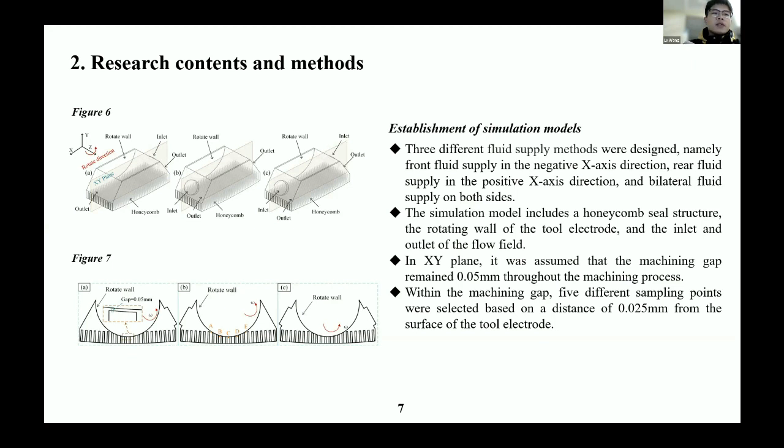In Figure 7, 5 points are selected at a distance of 0.025 millimeters from the rotating wall within the machining gap to observe the flow field distribution within the machining gap.